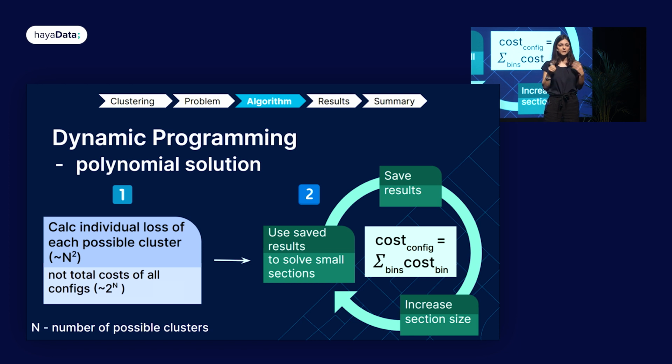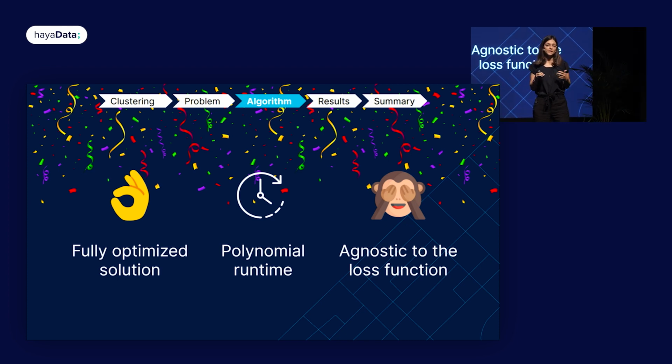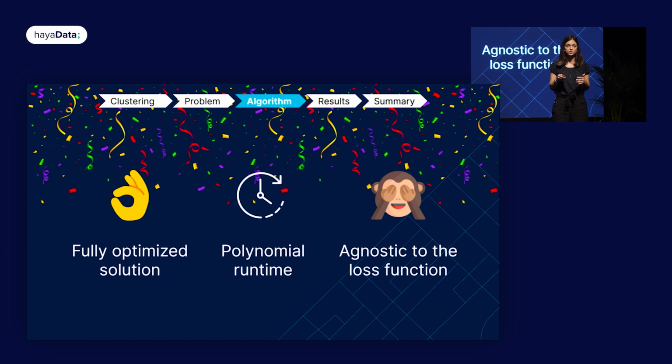To recap, our dynamic solution had 2 steps. In the first step, we calculated n squared calculations of individual cluster costs under the assumption that they were independent, instead of 2 to the power of n costs of overall solutions. And in the second step, we used these saved costs to solve small sections of the age range, then increase and solve larger sections using the previously saved smaller section results. By applying dynamic programming to our clustering problem, we were able to reach a fully optimized solution in polynomial runtime in a process agnostic to the loss function.